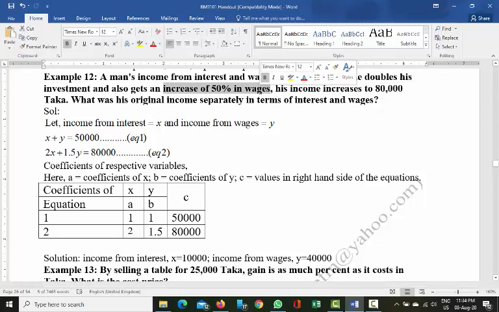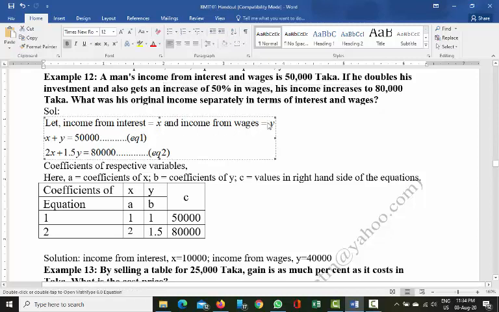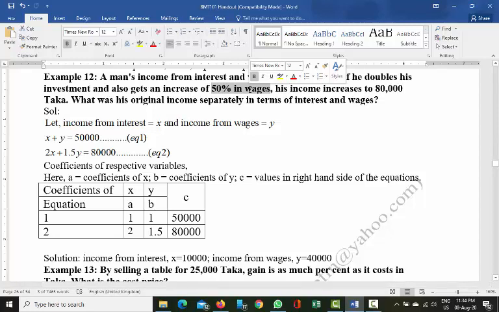So at present, for example, you have 1 taka. At present income from wages is y. So you get a 50% increase in wage. 50% means half of y. That means you get an increase of half of y. So the new income will be y plus half of y.